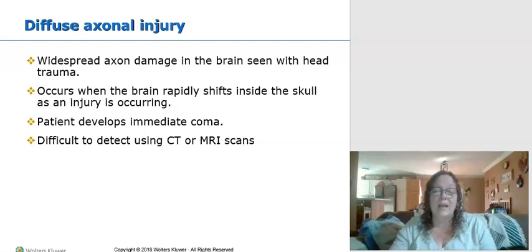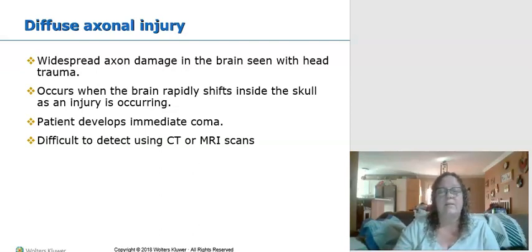The immediate course of action needed in the cases of DAI is to reduce any swelling inside the brain, as it can cause further damage. In select cases, a course of steroids may be given to reduce swelling. This is a devastating injury, right?